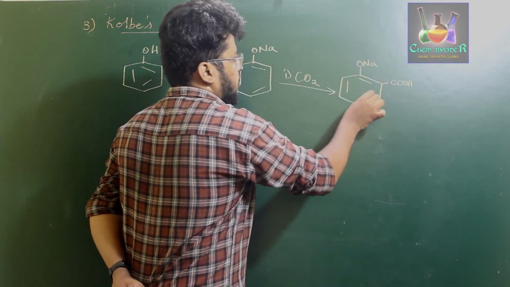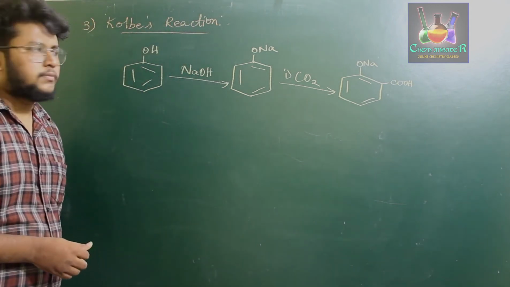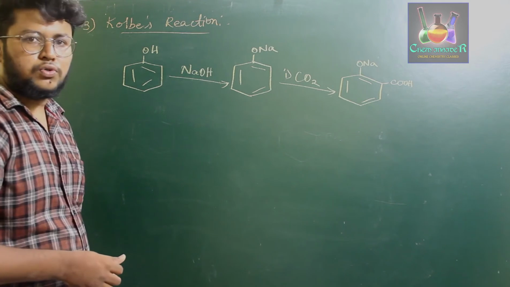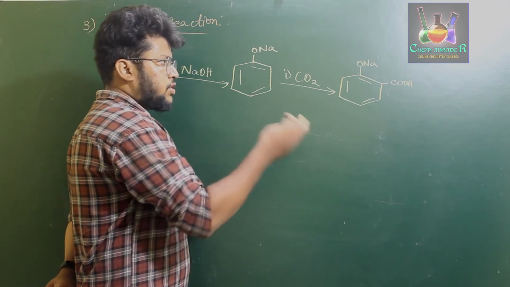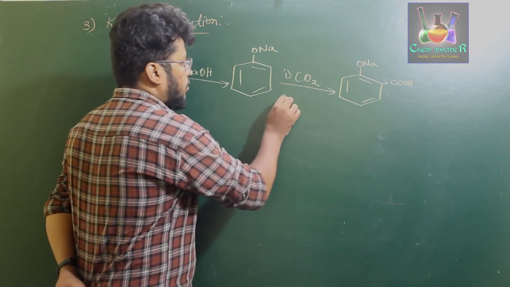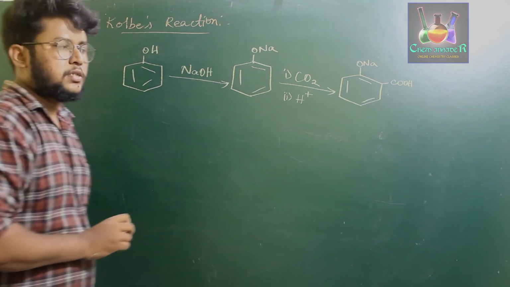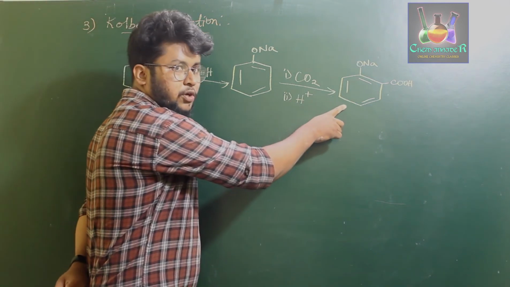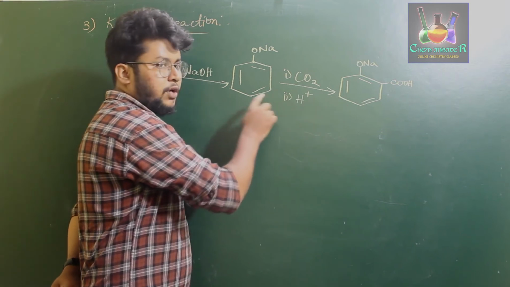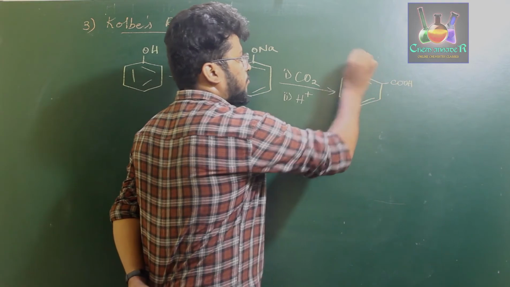This we call the sodium salt of salicylate. In the reaction, instead of stretching the reaction further, we write down the second point over here, that is H plus. The compound which is formed when you treat with carbon dioxide is then subjected to hydrolysis with H plus ion. So Na will be lost to form phenol.